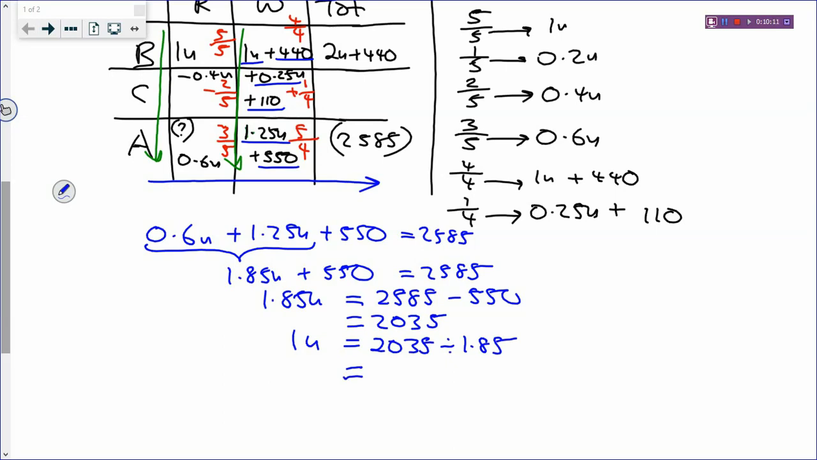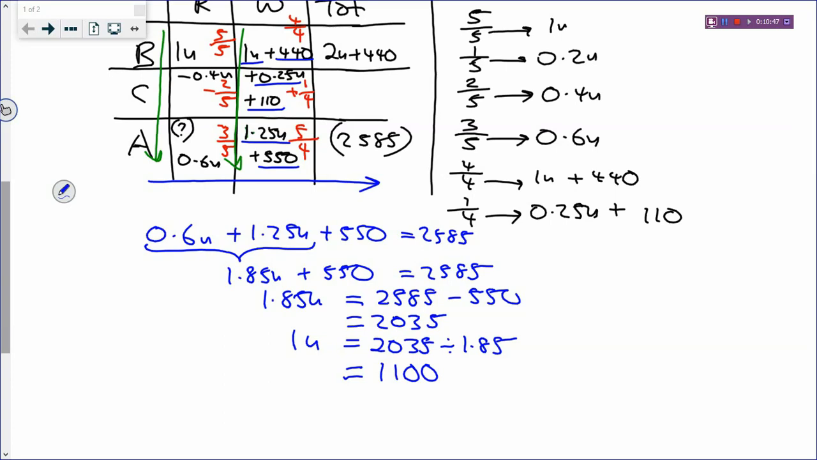Since you're using a calculator, you should not worry too much because the calculator will help you work out the harder numbers. So let's work out 2035 divided by 1.85, and you will get 1100. So it's a very nice number. What happens if you get a long decimal and you feel something is weird? Then you should go back to the beginning and check for mistakes. But if you get a nice number, usually, not all the time, you're on the right track.